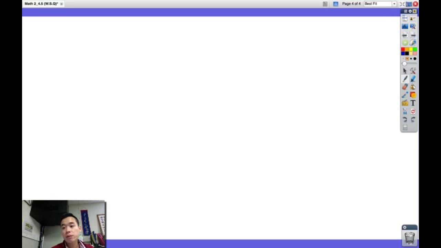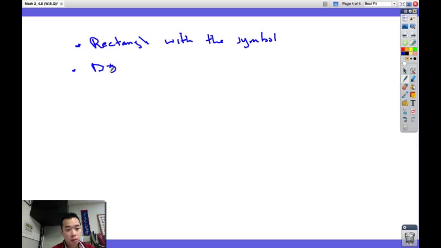So in review, the first thing you always want to do is put a rectangle with the symbol to the left. And then build a do, undo. And that's how you solve multi-step equations.